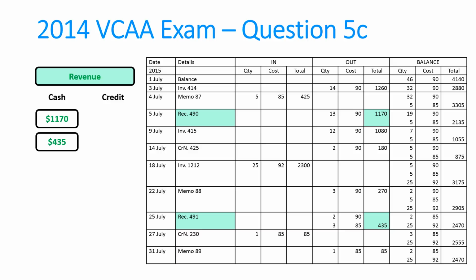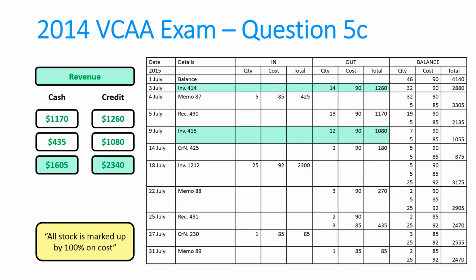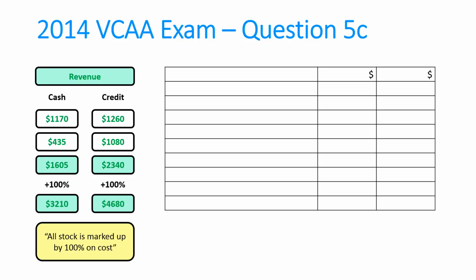I've got cost prices of $11.70 and $4.35, and I've got two credit sales there with invoice numbers for $12.60 and $1,080. If I total those up, I get $16.05 and $23.40, but that's the actual cost price. What I need to do is add in the markup. Now the question states, if you read it, all stock is marked up by 100% on cost. So we better add 100% to each of those numbers, and we'll get those numbers there, 3210 and 4680. So doing our income statement, we'll start with revenues, cash sales and credit sales, and a total of 7890. Now you don't actually need to split those up. If you just wanted to put one figure for sales, that's fine as well.